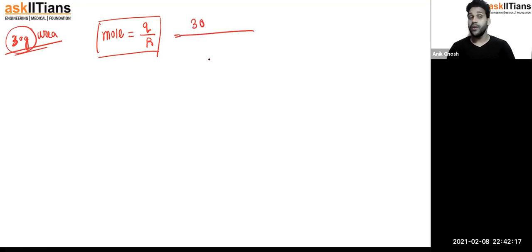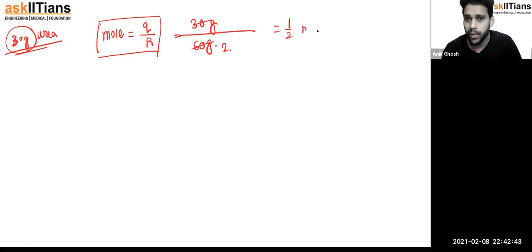What is the reference through which you are calculating it? You are calculating with respect to the mass scale, right? So according to the mass scale, 60 grams equals 1 mole. So 30 grams is making 1 by 2 moles, or 0.5 moles. So 30 grams of urea means 0.5 moles.